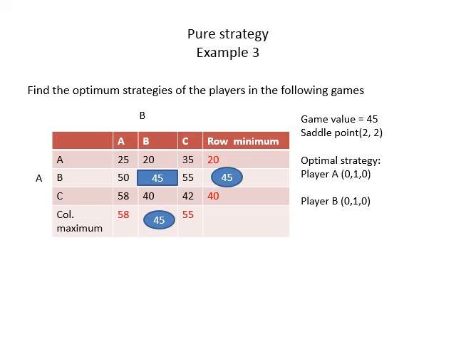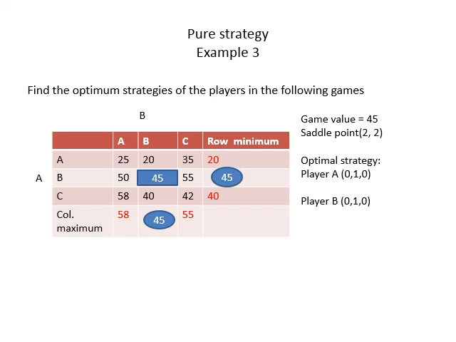Accordingly, the condition of saddle point is satisfied, because there is a common value between row minimum and column maximum equal to 45. So the game value equals 45.